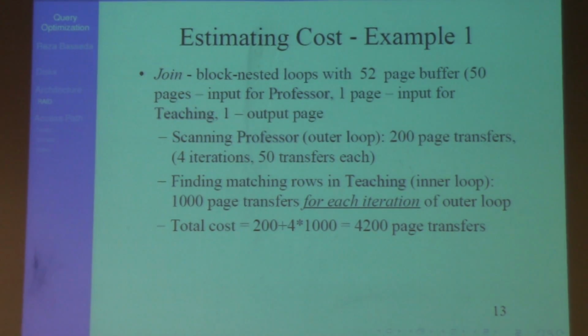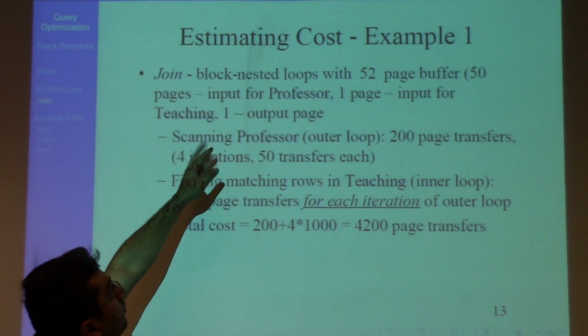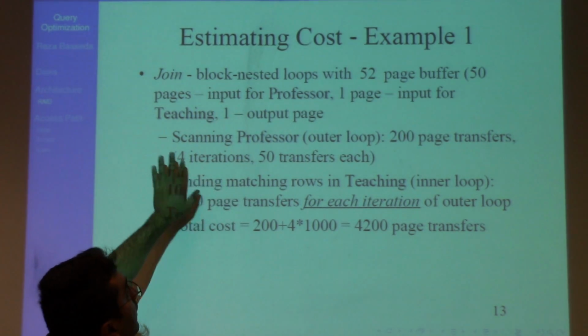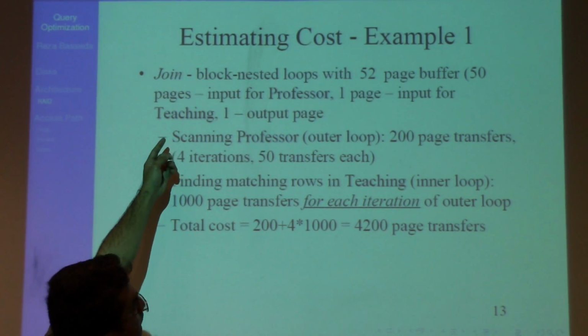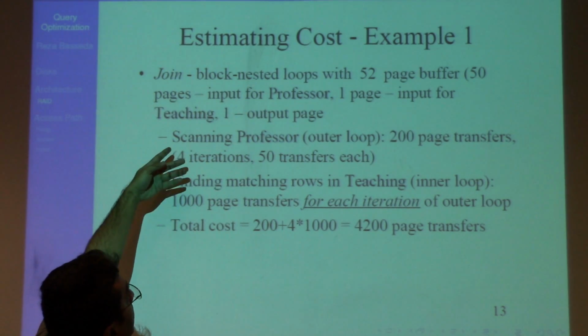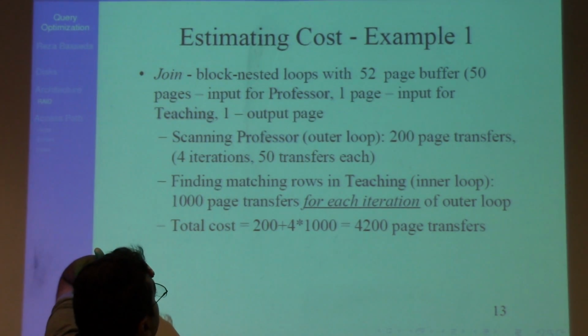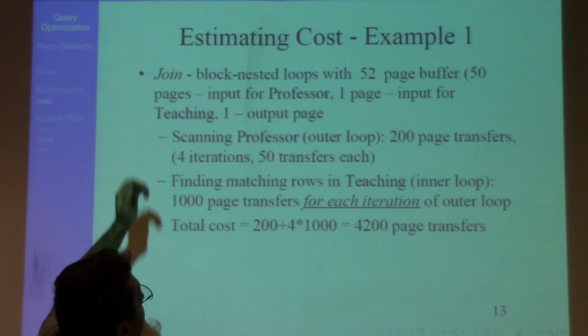Okay, so suppose that you have a 52-page buffer. You assign 50 pages for input professor, 1 page for input teaching, and 1 page for output. Okay, what's the cost?